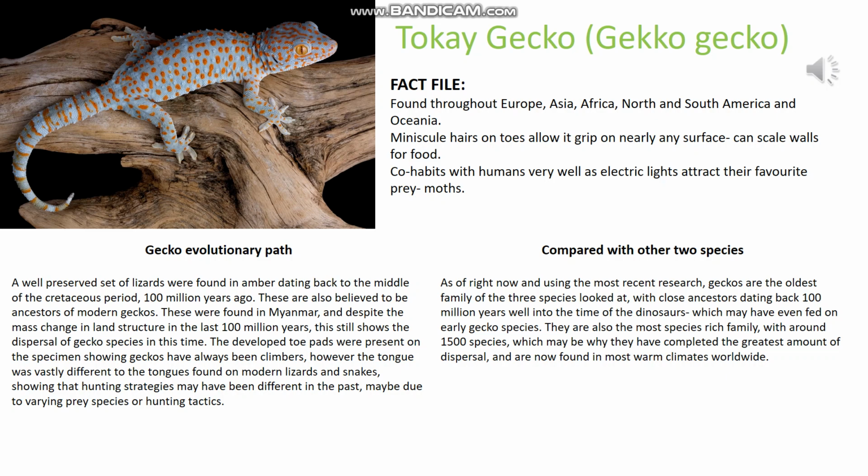The species found in Myanmar had very similar toe pads to modern geckos, showing that they have always been climbers, maybe using them to escape dinosaur predators. However, the tongue was not similar to any modern snake or lizard, showing an adapted predation method, maybe due to varying prey or hunting strategies. Insect species that they prey on would have also evolved over the millions of years, forcing the gecko to adapt in certain ways. However, the toe pads, which have always been useful, have remained unchanged.